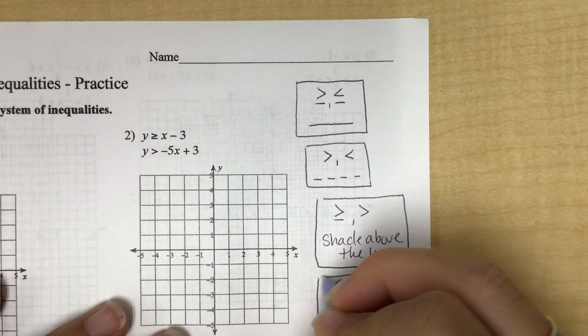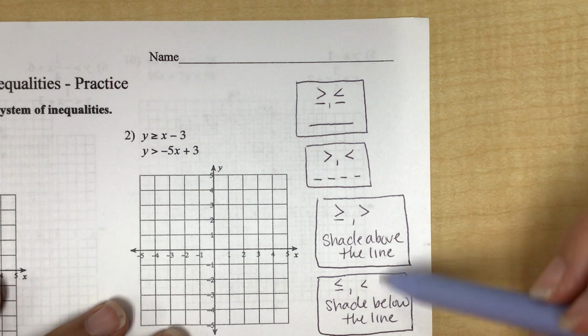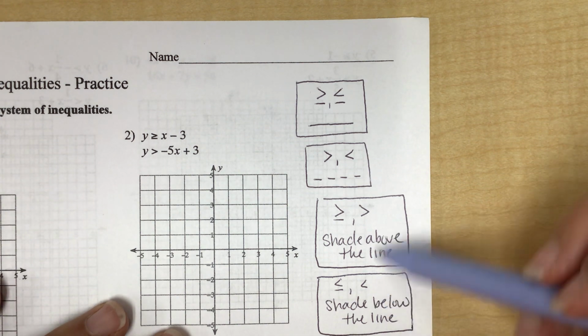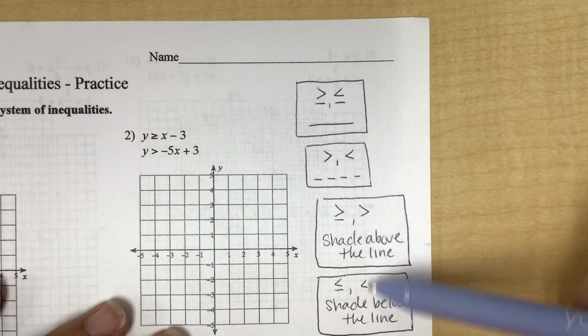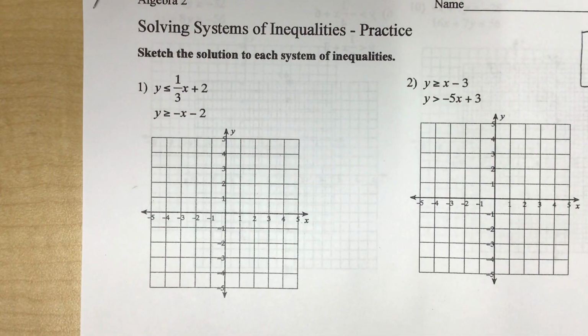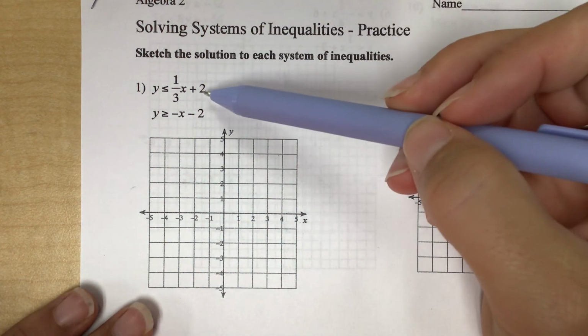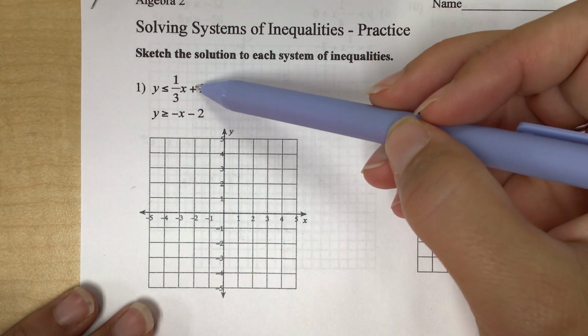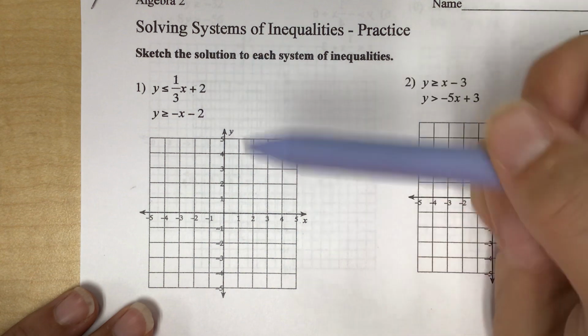All right, those are helpful tips. I'll show you another way to determine where to shade by filling in the point 0, 0, and we'll talk about that as we do them. All right, so if you look at this first one, I'm going to start off by graphing this first line. So I'm going to start here. This is my y-intercept, so I start at +2.